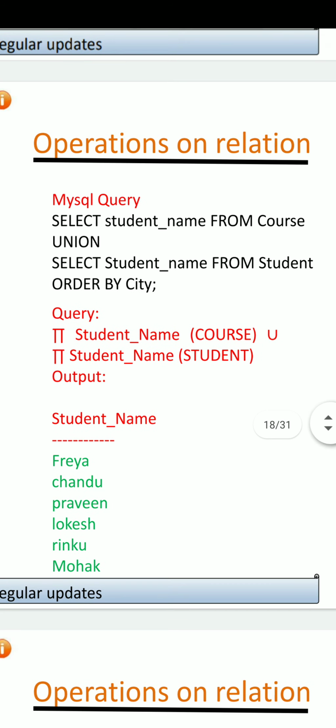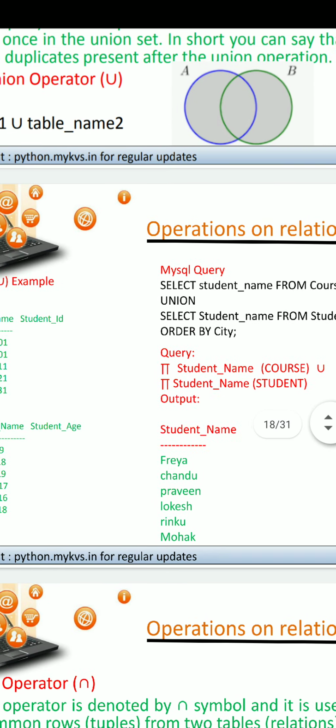So it's a very easy operation. How to perform it over MySQL? You just have to write the query twice along with the UNION keyword: select student_name from course union select student_name from student. Okay, so it's a very easy operation.